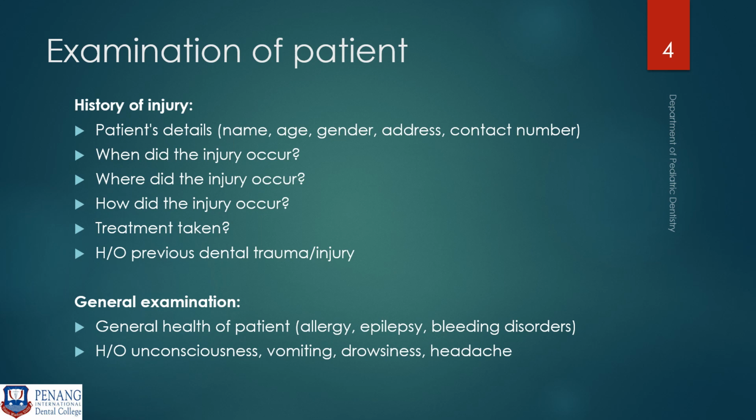Then you come to the general examination. In the general examination, you must inquire about the patient's general health, the medical history of the patient, and how is the patient doing physically. Does the patient have diabetes, juvenile diabetes, bronchial asthma, epilepsy, or any bleeding disorder? So you have to take all this medical history. And last in this examination, but the most important, is any history of loss of consciousness, any history of vomiting, drowsiness or headache. All these, if present, indicate injury to the brain.